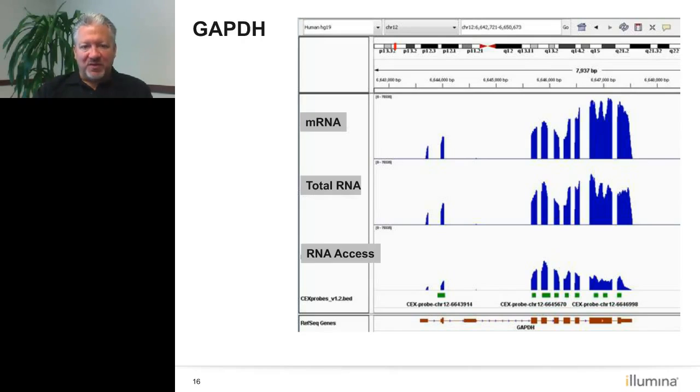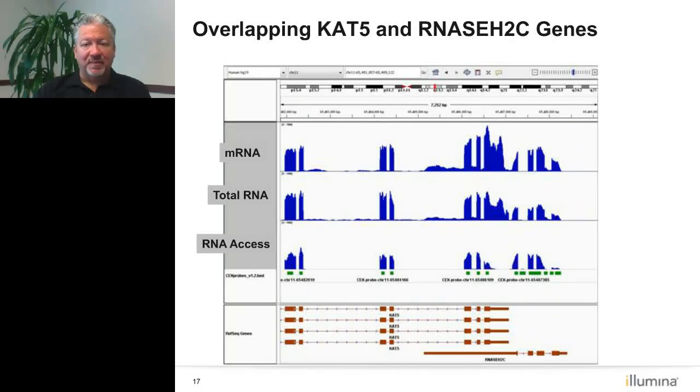So you can see that we do a pretty good job of capturing the RNA from end to end, and we get very robust numbers that correlate quite well with the numbers that we would get from either mRNA or total RNA, and I'll show you that as well.